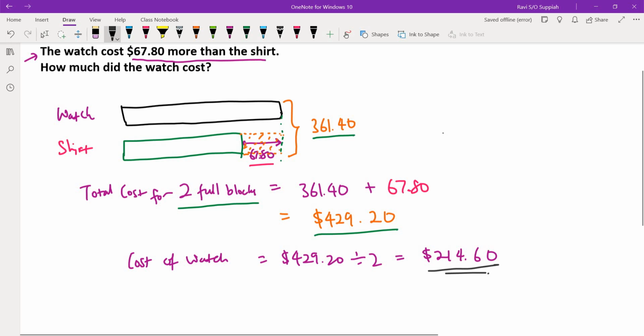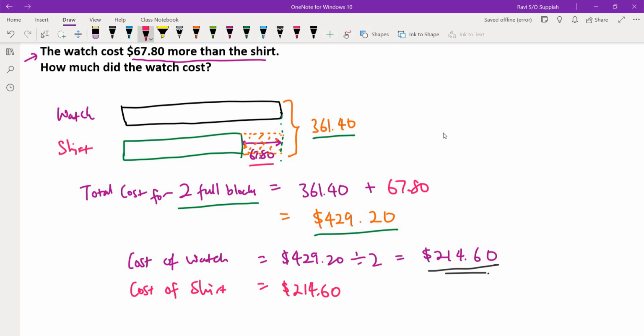Of course we can extend this right now and we can also find the cost of the shirt. The cost of the shirt will be equal to the amount that you have paid for the watch, 214.60, subtract the difference, 67.80, and that will give me 146.80. That will be the cost of the shirt.